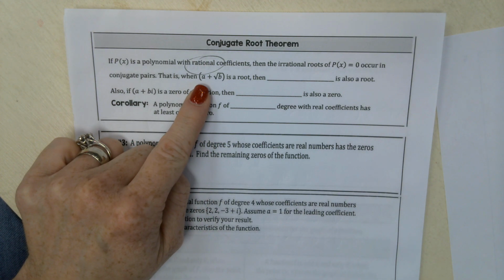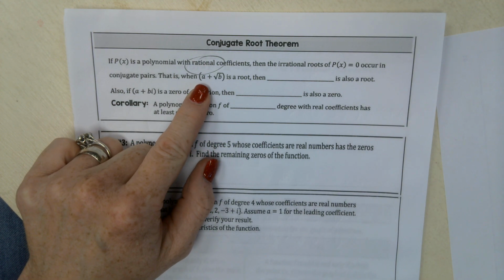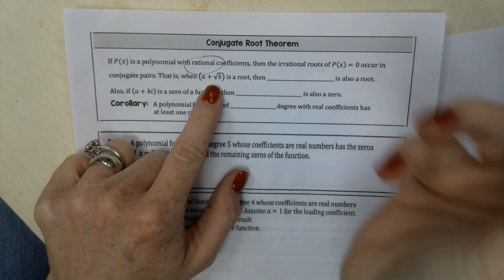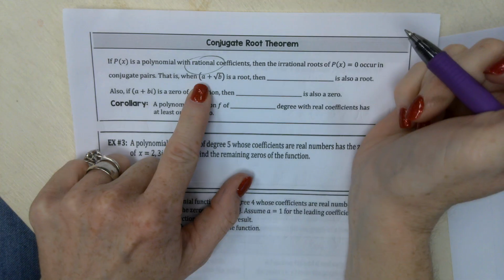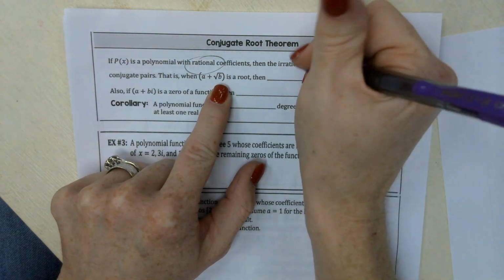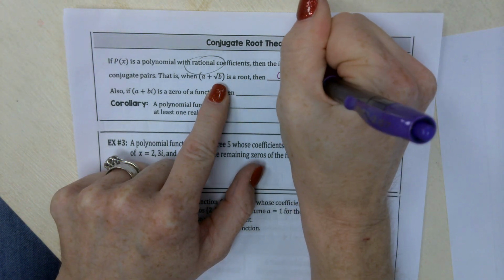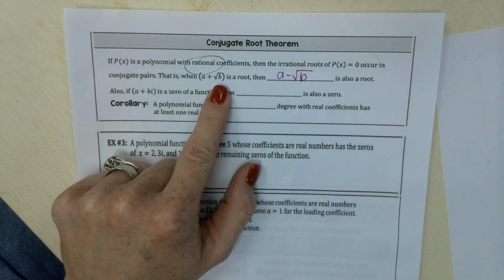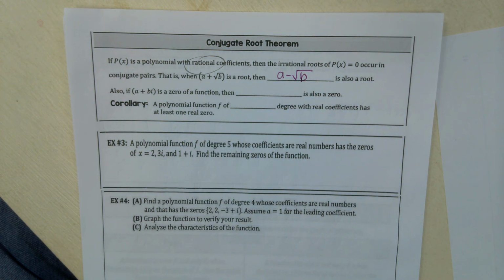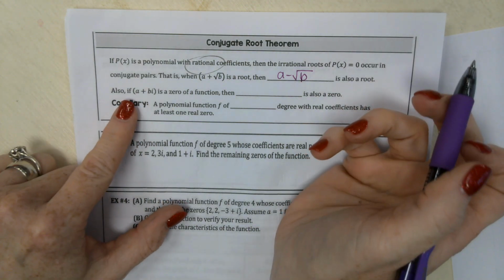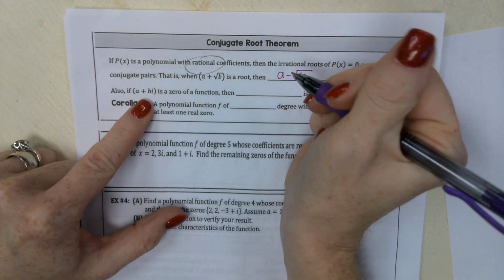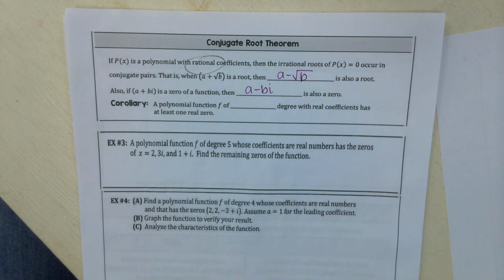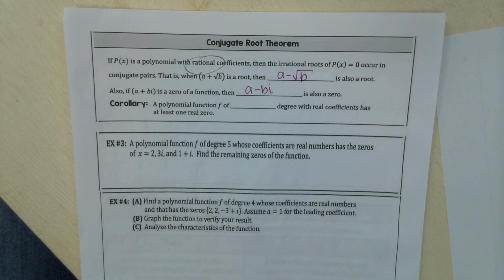All right, just like I have imaginary pairs, I also have radical pairs as well. So if a plus the square root of b is a root, then a minus the square root of b is also a root. And we talked about this one yesterday. If a plus bi is a zero of the function, then a minus bi is a zero.